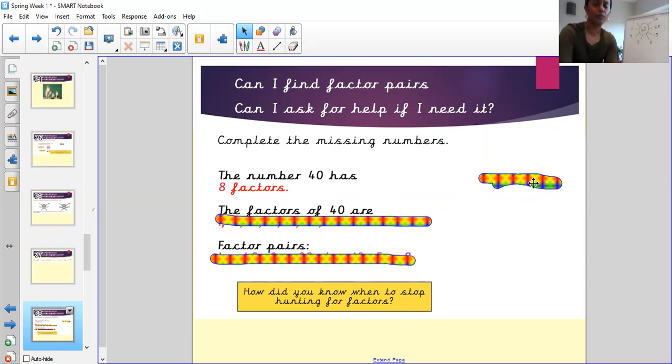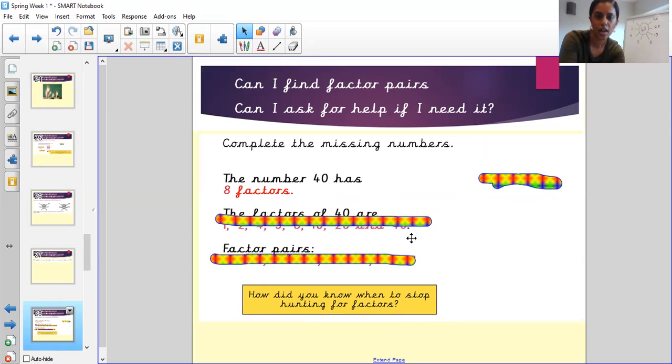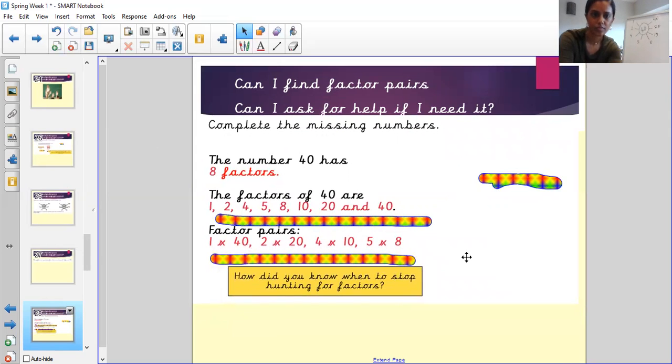The factors of 40 are, let's see if we've got them all right. 1, 2, 4, 5, 8, 10, 20, and 40. Fantastic if you got that correct. And here are our factor pairs underneath. So 1 times 40 equals 40. 2 times 20 equals 40. 4 times 10 equals 40. And 5 times 8 equals 40. Well done if you got those correct.